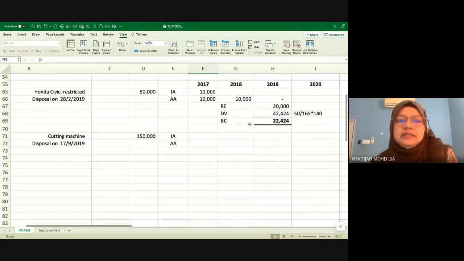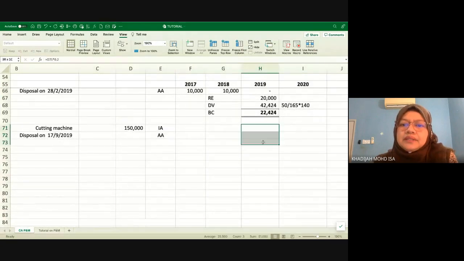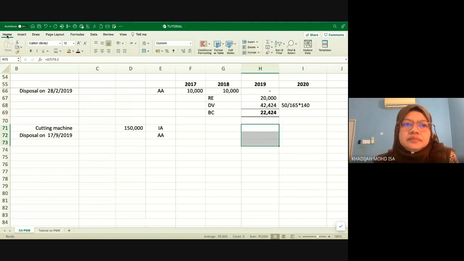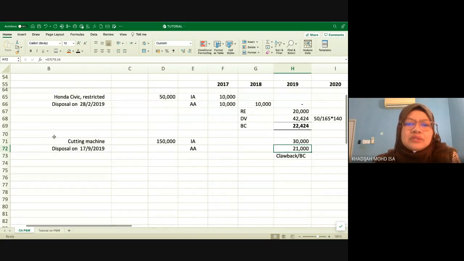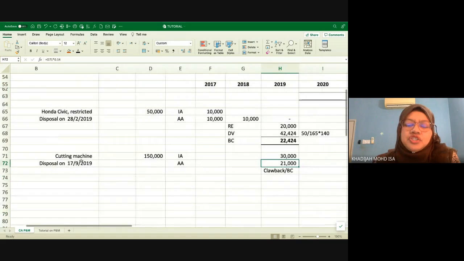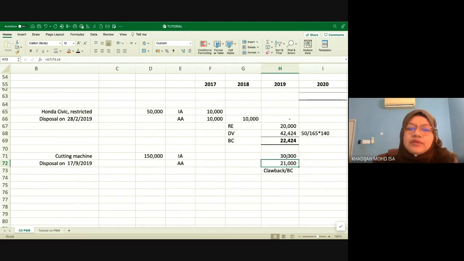Okay, 2019. Cutting machine means that you claim here. Then you dispose on 17th of September 2019. So for this cutting machine, the rate is IA 20%, but the annual allowance is 14%. It's a general machine, right? Don't claim 20%. It's only 14% on the asset.